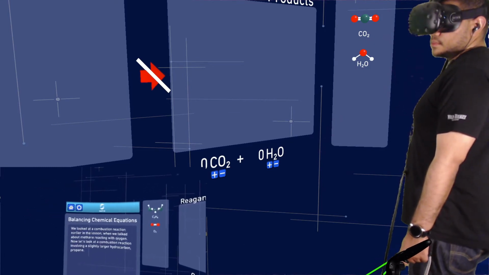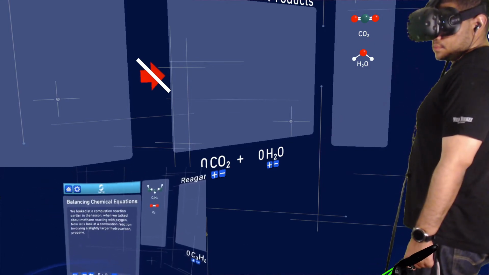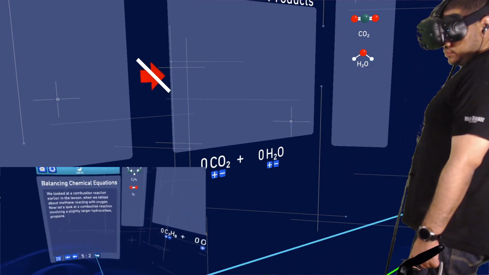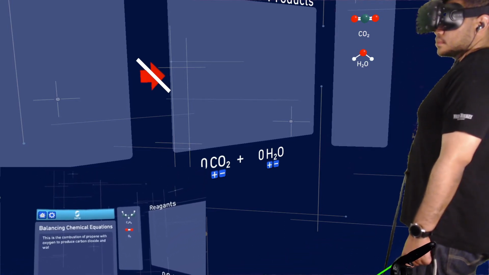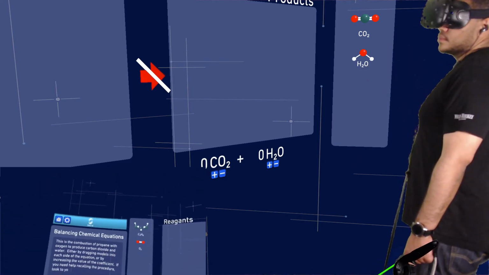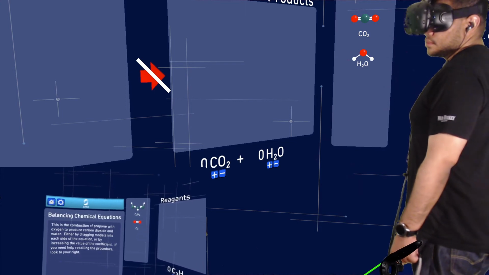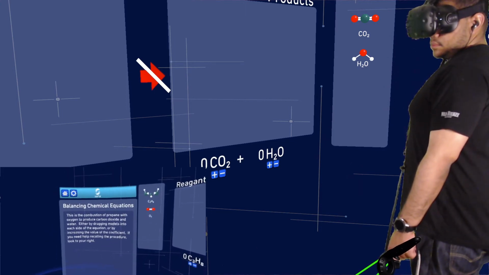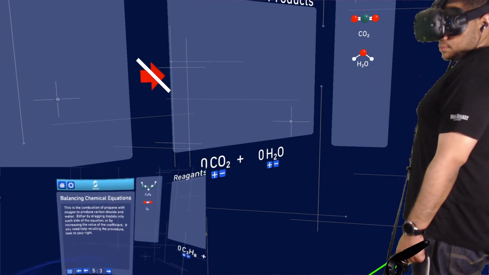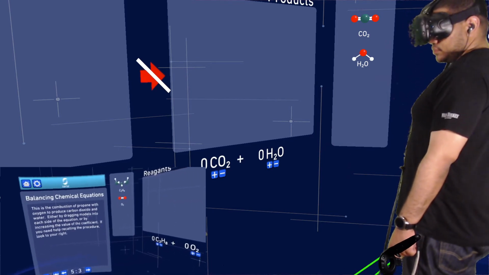Now let's look at a combustion reaction involving a slightly larger hydrocarbon, propane. This is the combustion of propane with oxygen to produce carbon dioxide and water, either by dragging models into each side of the equation or by increasing the value of the coefficient. If you need help recalling the procedure, look to your right.